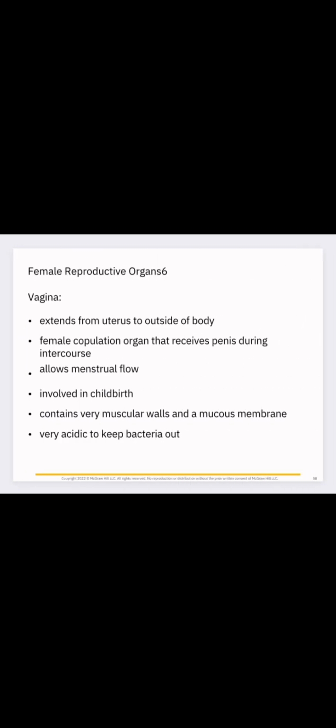The vagina extends from the uterus to the outside of the body. It is the female copulatory organ that receives the penis during intercourse. The vagina allows menstrual flow and is involved in childbirth. The vagina also has very muscular walls and a mucous membrane. The vagina is very acidic to keep bacteria out.